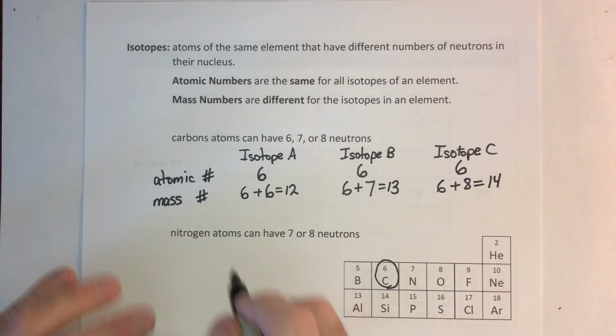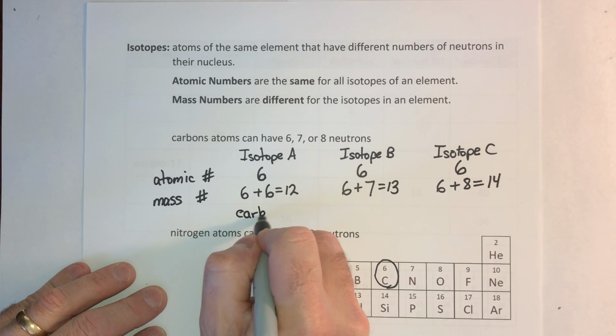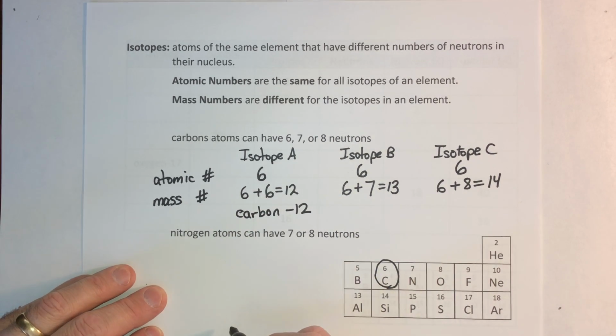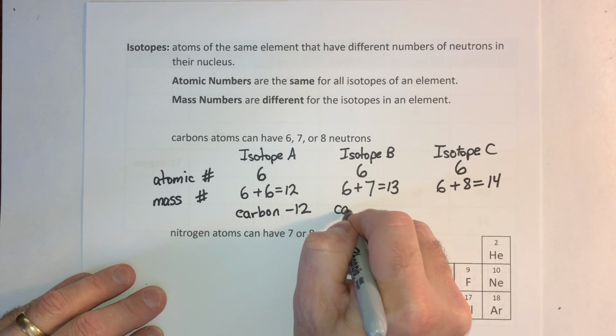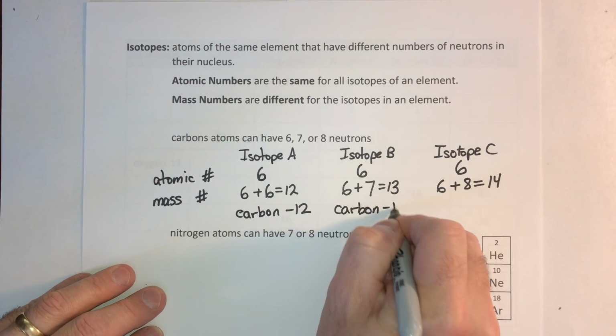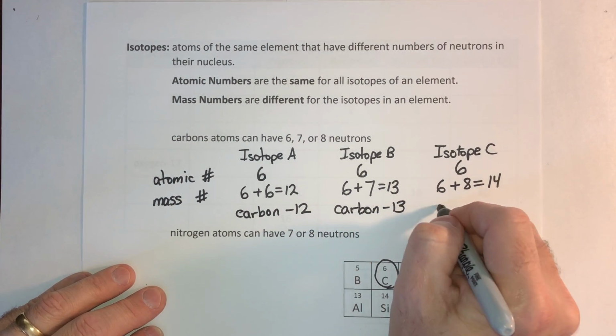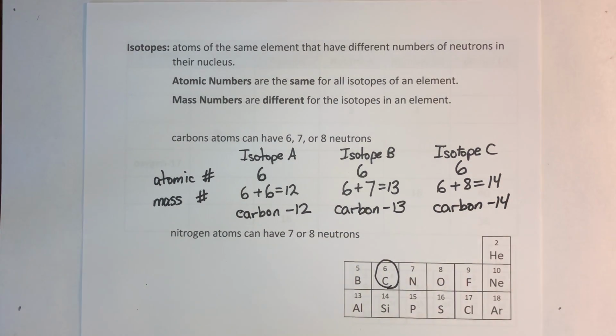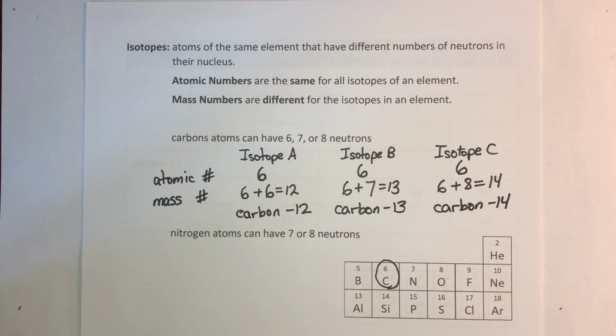So if we name these things, this would be a carbon-12 because its mass number is 12. This would be a carbon-13, and this would be a carbon-14. Now, the carbon-13 you've probably heard of before.